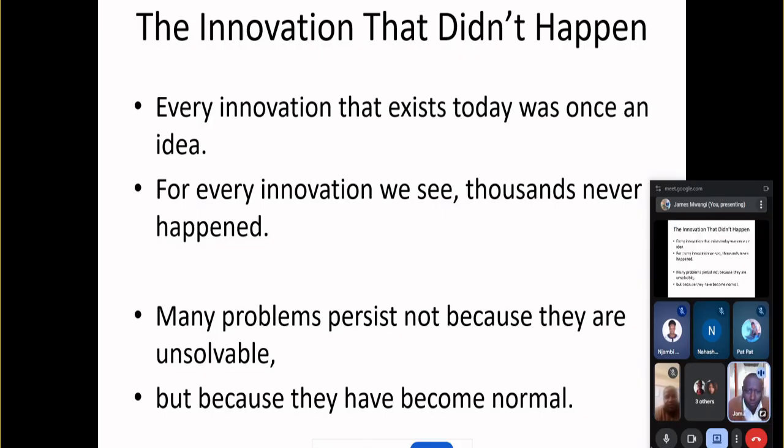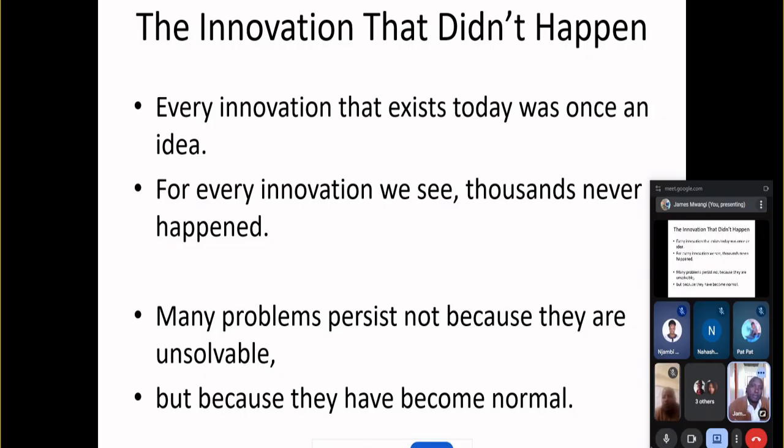So every innovation that exists today was once an idea. It was sitting in someone's head. For every innovation we see, thousands never happened. And there are very many reasons why those innovations did not happen. Because one, lack of confidence, lack of confidence that you have an idea that can solve a problem, but you don't believe that your idea can.